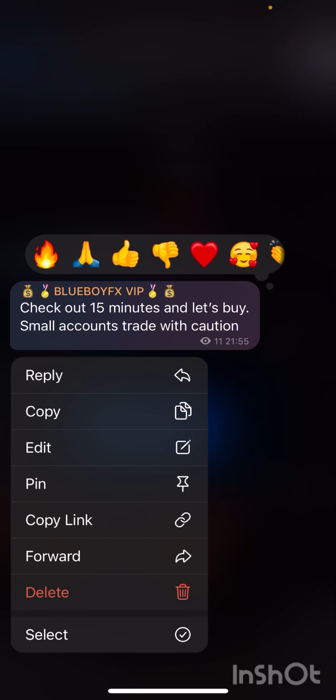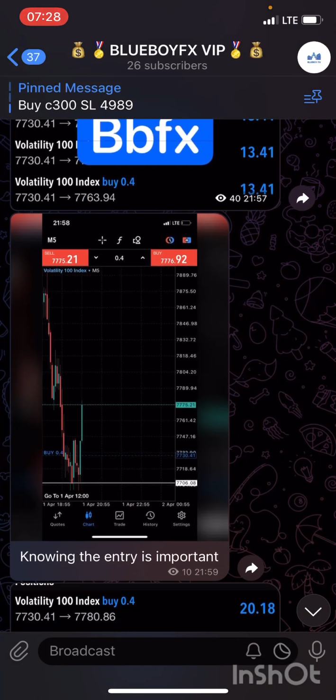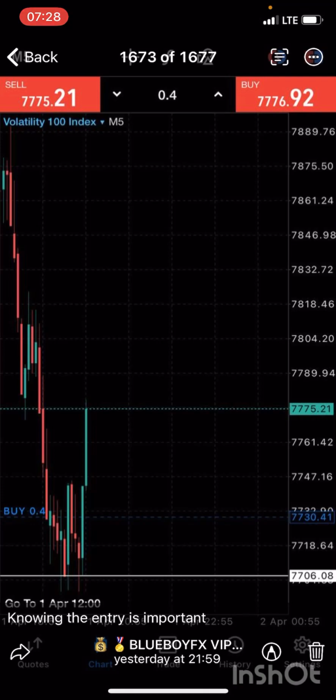Small accounts should trade with caution, making sure you use a reasonable lot size. The least lot size for VIX 100 is 0.2. If I'm using 0.2, it's going to give me profit. It's very volatile.